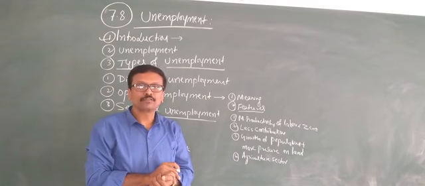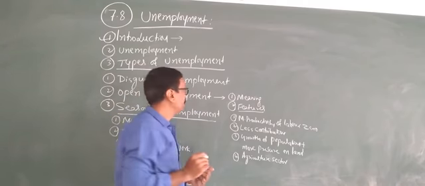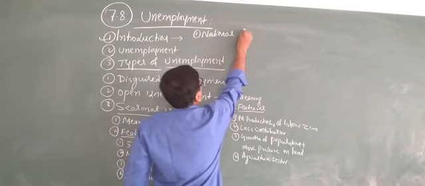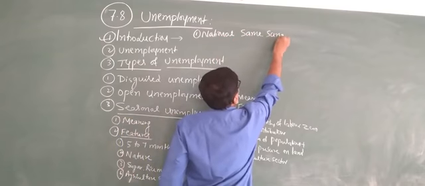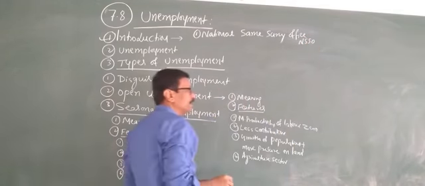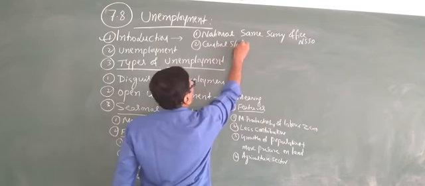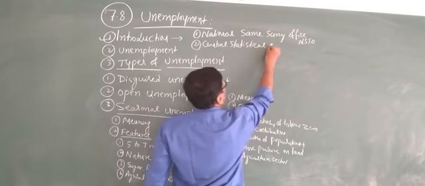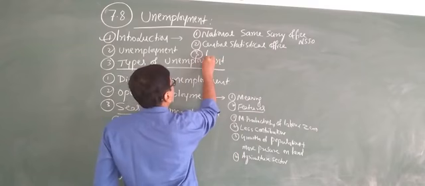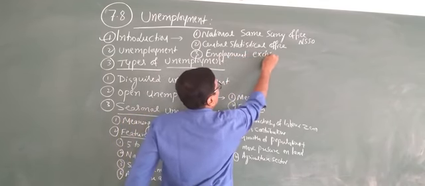Investigators collect statistical information about the growth of the unemployment rate in the Indian economy with the help of three departments: National Sample Survey Office, shortly called NSSO, then Central Statistical Office, then Employment Exchange Office.